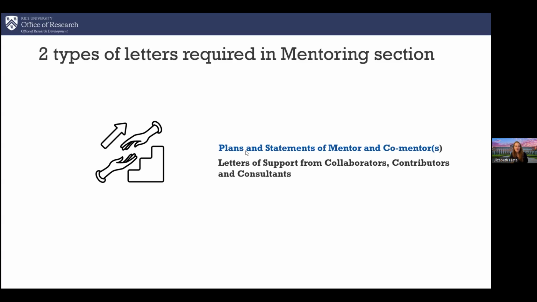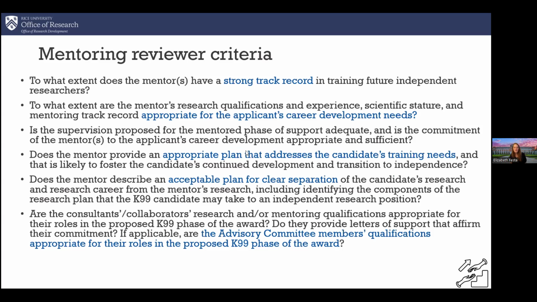Let's look at the mentoring reviewer criteria. So I'm laying it all on you at once here. They're really looking at your mentor's track record as well as yours, both as a mentor, also as a researcher. Generally, if you have someone who is going to be your primary mentor who is more junior, you would want somebody more senior among your co-mentors. They also have to testify that they've read your plan, they know it well, that there's going to be a clear separation, that you're going to become independent.